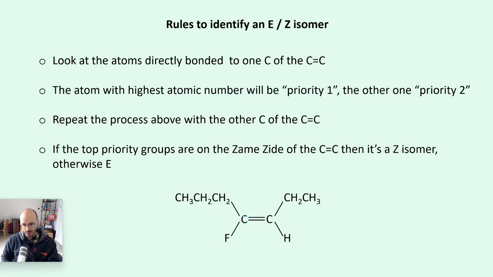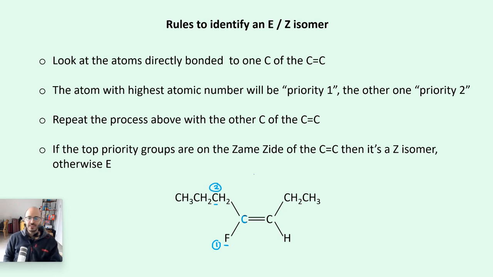So you focus on this carbon. What is it bonded to directly? Well, it's bonded to one fluorine atom, and it's bonded to one carbon atom. And now you compare these two atoms in terms of atomic number. So you get your periodic table, fluorine, carbon. Fluorine has a greater atomic number. So then fluorine is going to be priority 1. And the group at the top, the whole ethyl group, is going to be priority 2.